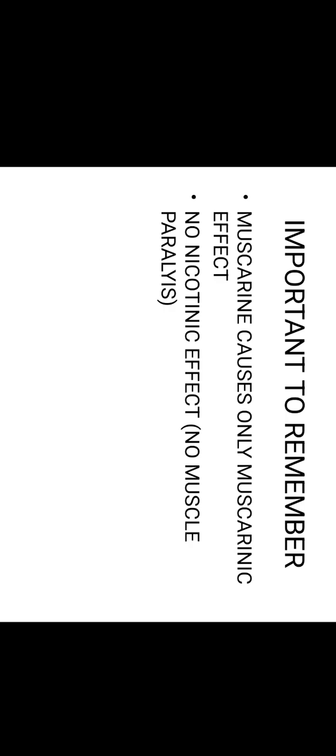And the second drug is muscarine. The source is the Amanita muscaria mushroom, and it's a quaternary amine, and it does not cross the BBB. Its actions include strong muscarinic effects, and it can cause salivation, lacrimation, urination, and diarrhea. So you need to remember more about muscarine. It can cause only muscarinic effect, and it has no nicotinic effect, so no muscle paralysis. Toxicity causes mushroom poisoning symptoms, and the symptoms are SLUDGE syndrome.